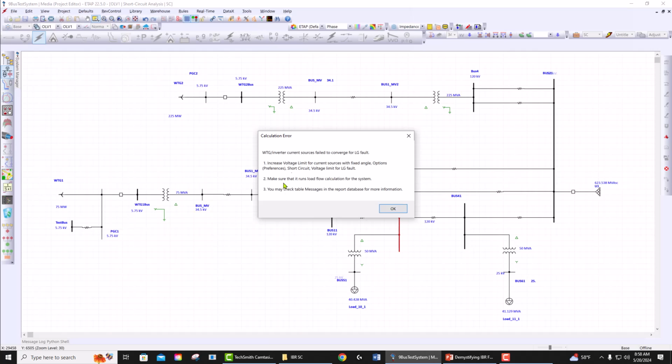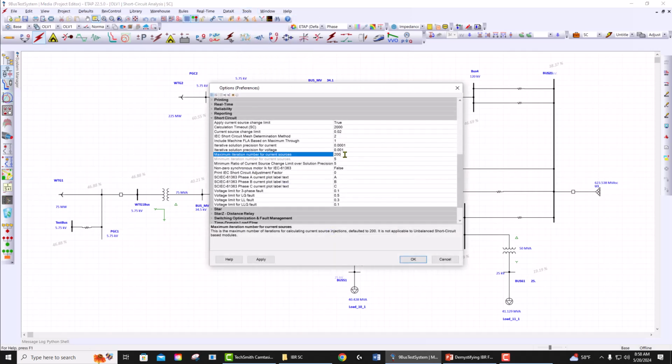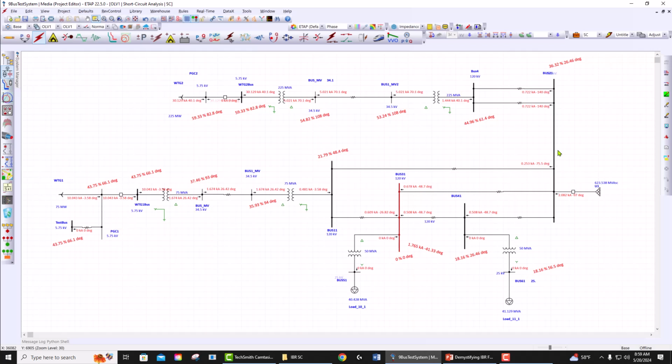There's other verbiage here that I'm not going to go through, but what is happening is that when you run with the IBRs, we are running an iterative solution. It's not anymore like a conventional short circuit with synchronous generators. And like load flow, it may not converge. If it doesn't converge, the first thing you need to do is typically go to the IBR and increase this number, which is the maximum iteration number for current sources. So I'm just making it 2000 and running the same fault. And you see that it converges.